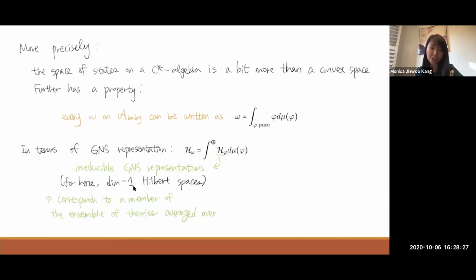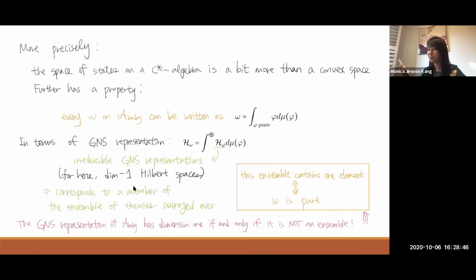And each member of this direct integral decomposition, or equivalently the decomposition of the state, determines one member of the ensemble of theories that is averaged over. So this ensemble contains only one element if and only if the state is pure. Meaning the GNS representation of the baby universe algebra has dimension 1 if and only if it is not given as an ensemble.